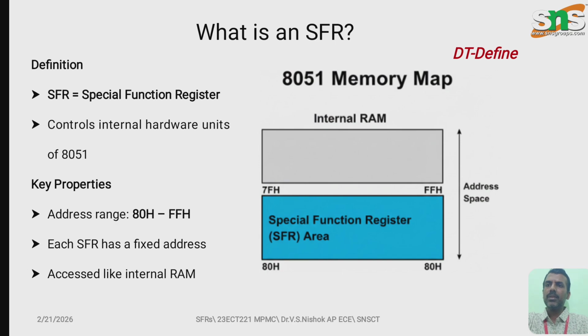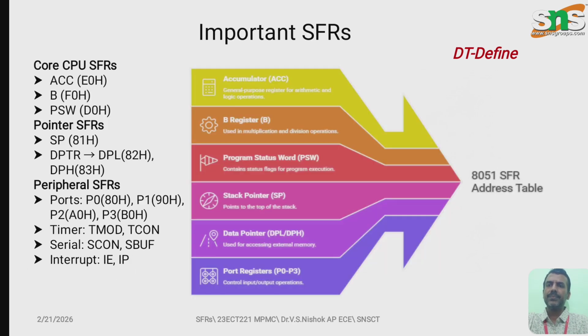The key properties start with the address specified for each individual special function register. It starts from 80 hexadecimal up to FF hexadecimal inside the internal RAM. Each SFR has a fixed address. For the input-output ports there is a fixed address, and for the timer circuit there is a fixed address likewise. They are accessed like an internal RAM.